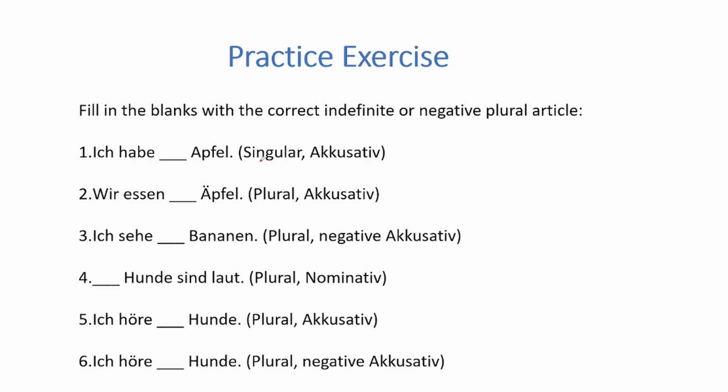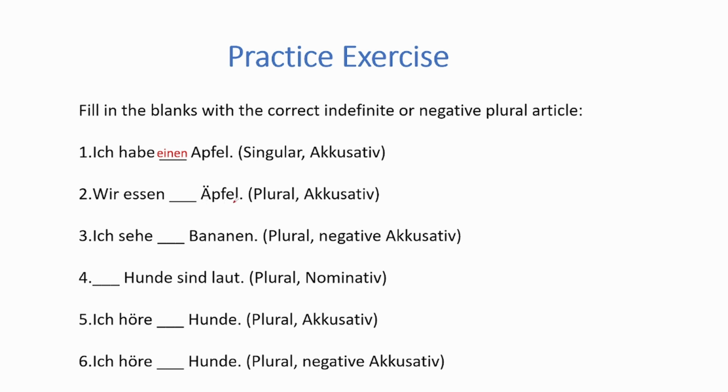And if I ask you to fill it with singular accusative article, so in accusative, first of all, Apfel is masculine, and in accusative singular form, it is einen, einen Apfel. So ich habe einen Apfel. Wir essen, fill in the blank, Äpfel. Äpfel is the plural form of Apfel.